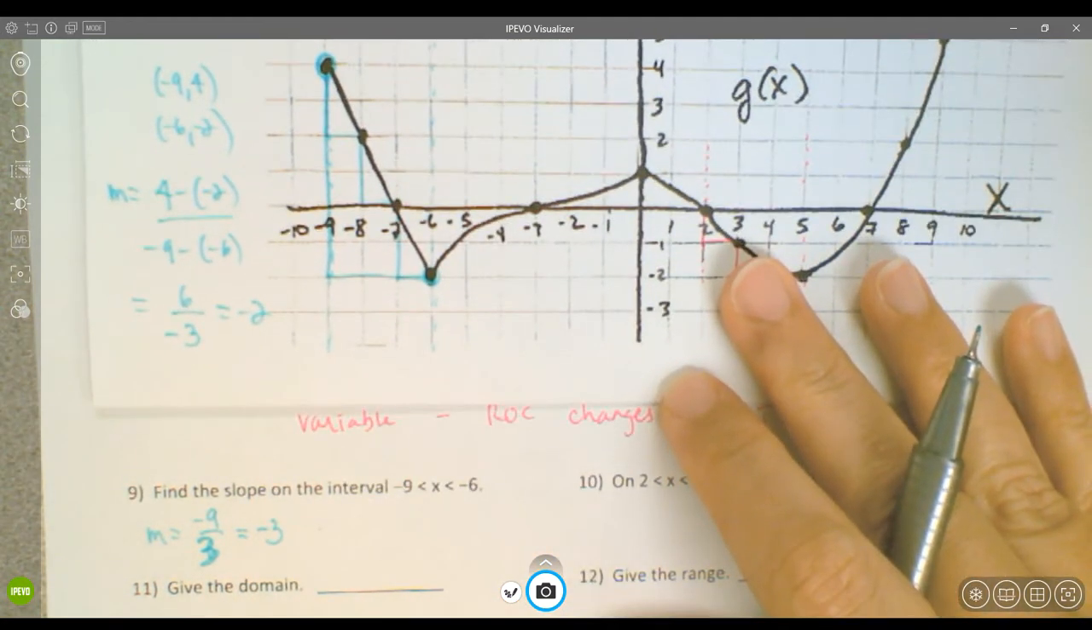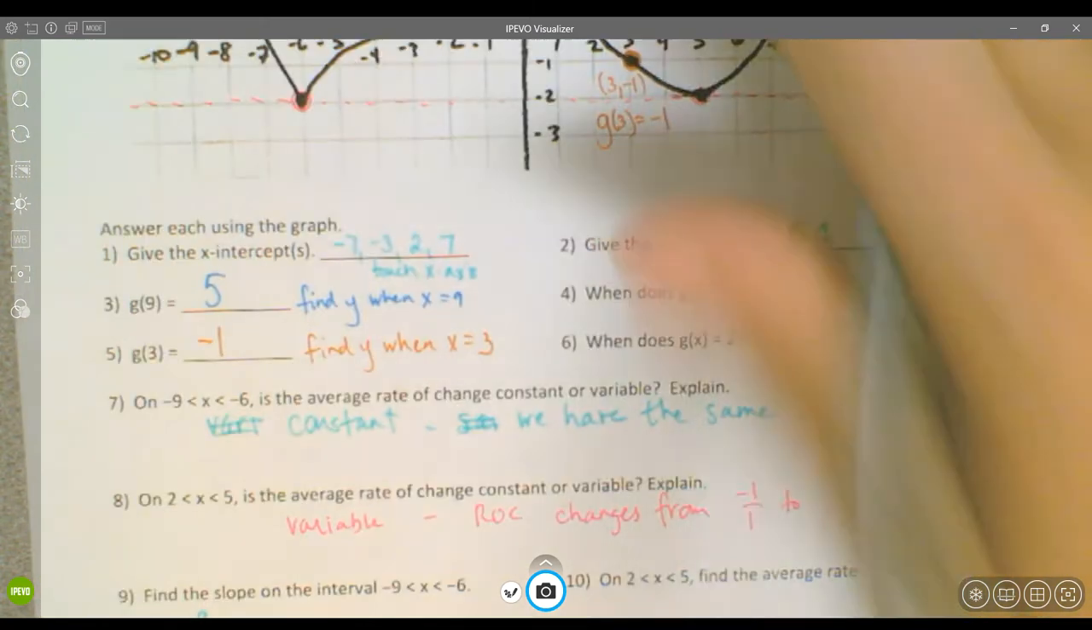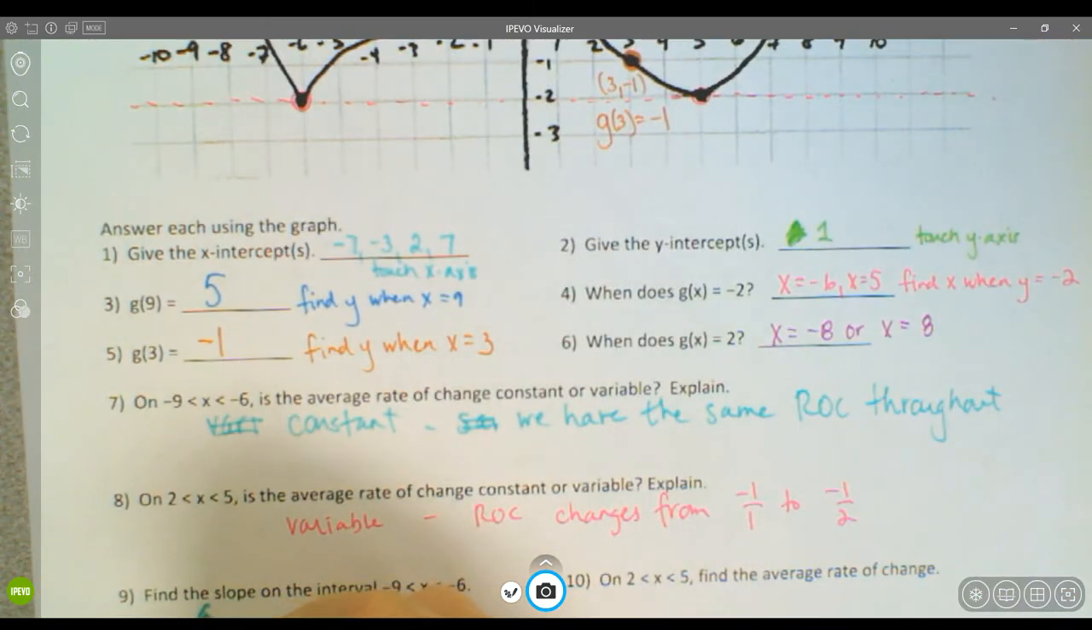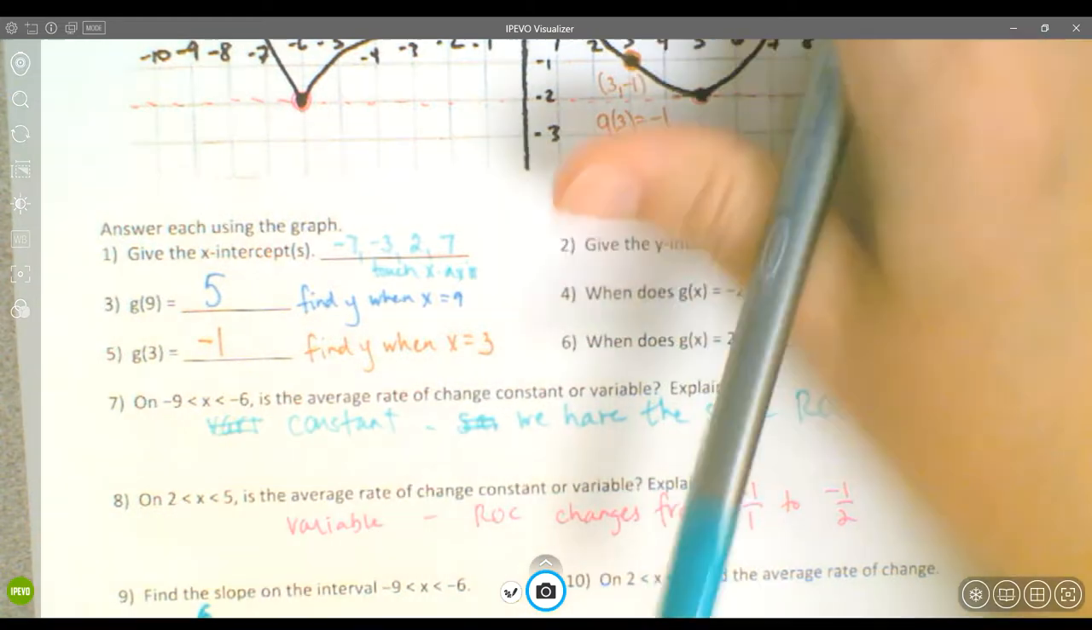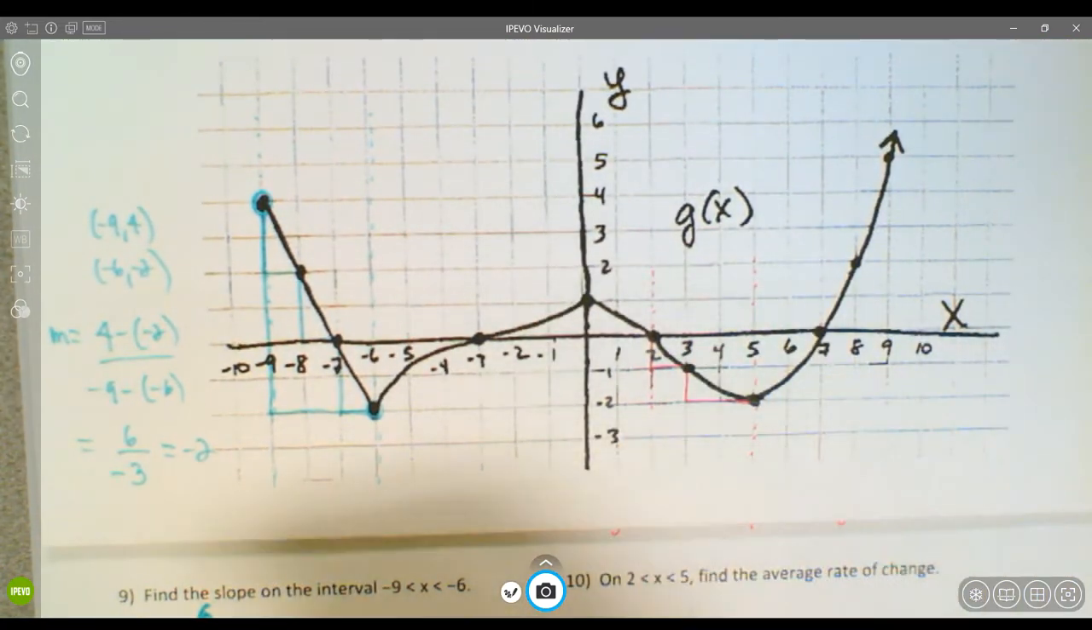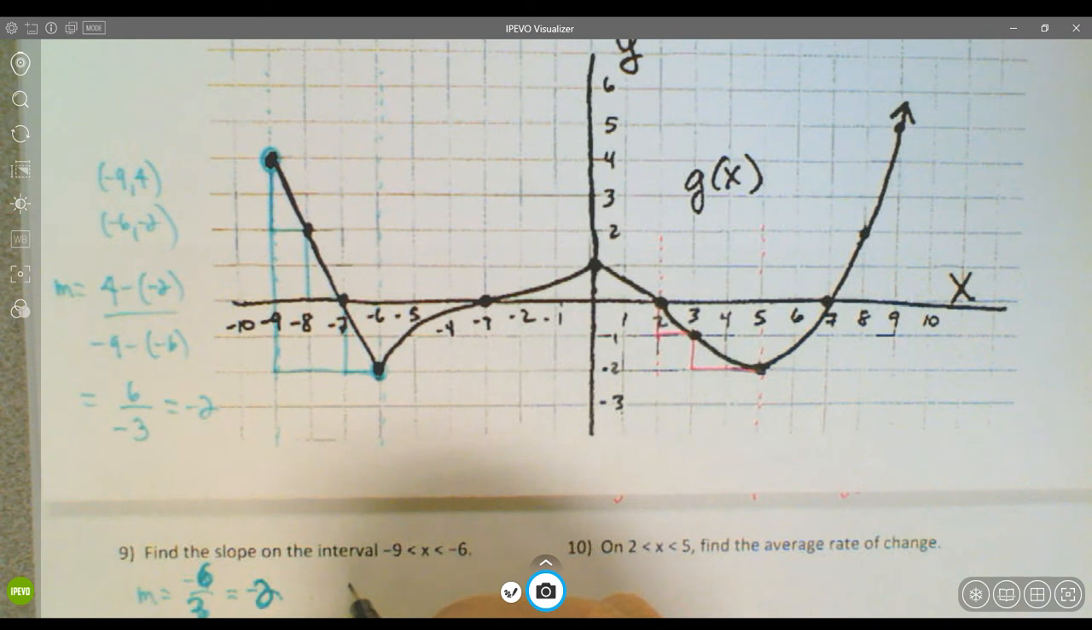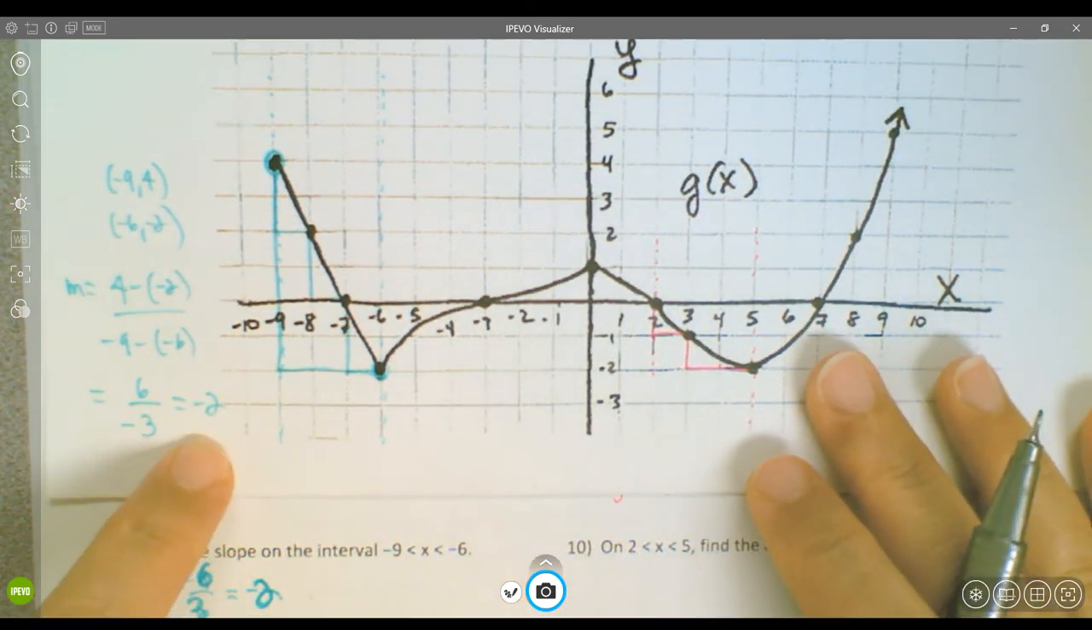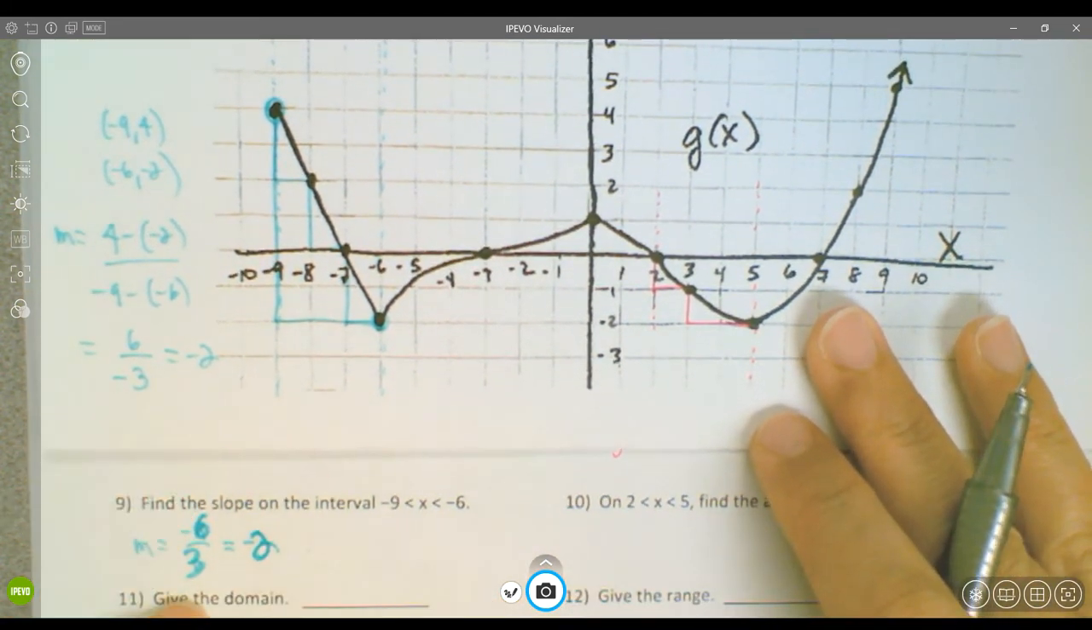Boy, I did something wrong. I know what I did wrong. This is supposed to be -6 divided by -3. My bad, which is -2. So either way, I will have a slope of -2. Using the slope formula, I find the slope is -2.